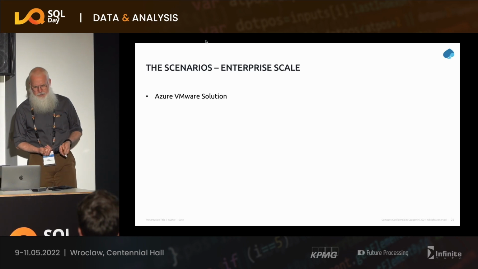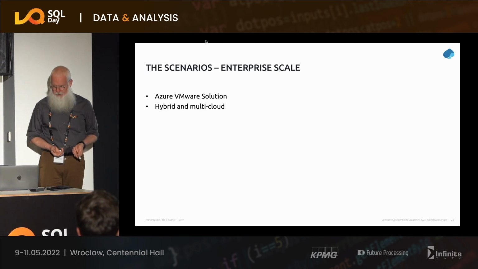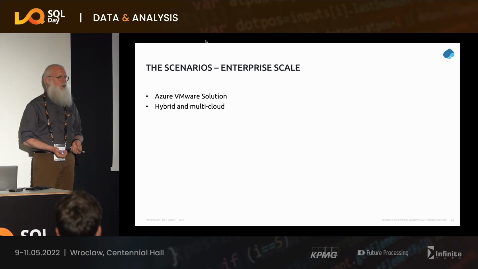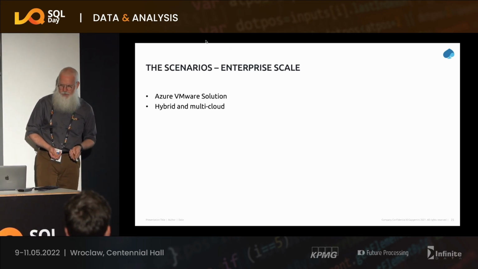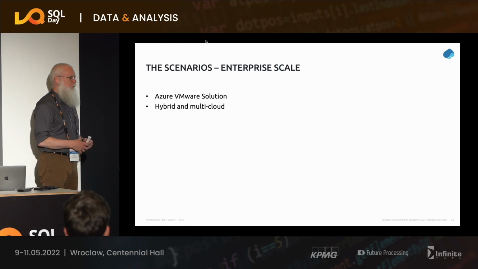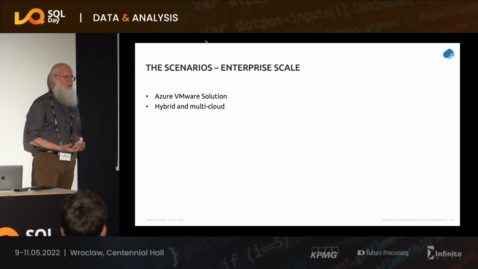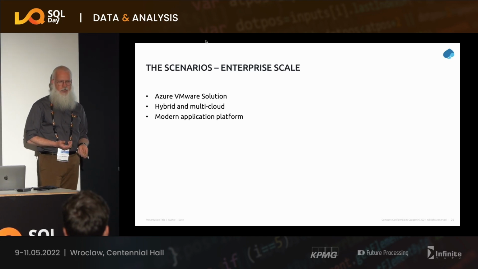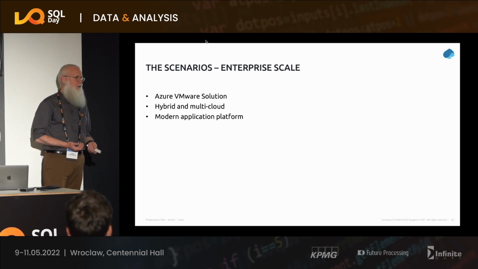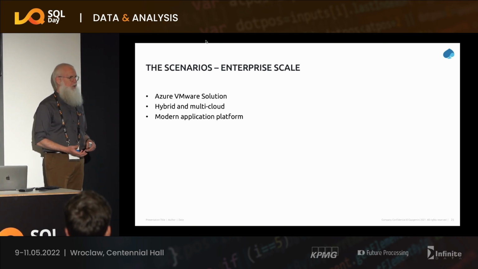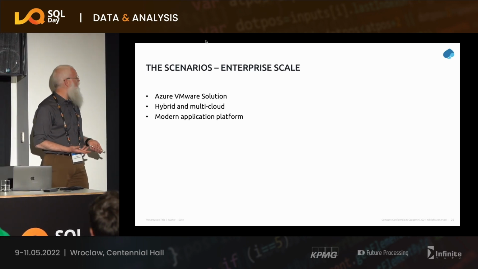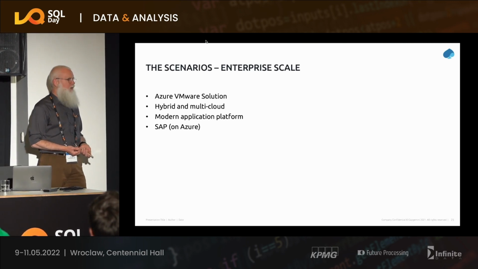So the first of these scenarios, I think there are 6, is a VMware solution. So again, how to deploy on-prem VMware into Azure. Then you have a hybrid and multi-cloud environment. Again, all the different solutions you need to get into that operating model. Modern application platform, which is how to run microservices in the cloud with best practices, but also how to run an API or integration platform kind of approach. Then you have SAP on Azure.